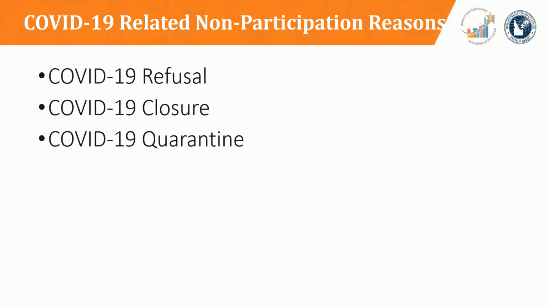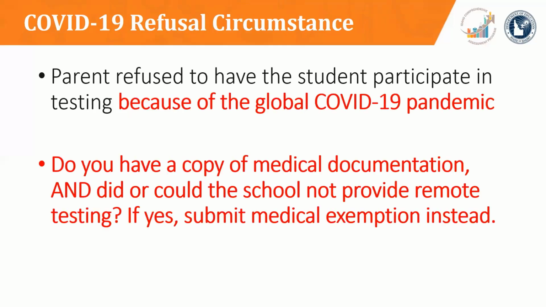In the next slide, we'll discuss what each appeal reason is for. COVID-19 refusal is for students whose parent refused to have him or her test because of the global COVID-19 pandemic. If you have a medical documentation for the student and the school did not or could not provide remote testing, please submit medical exemption instead.